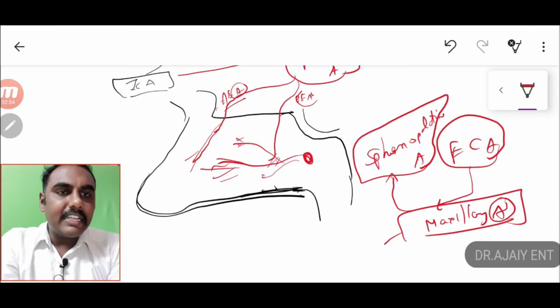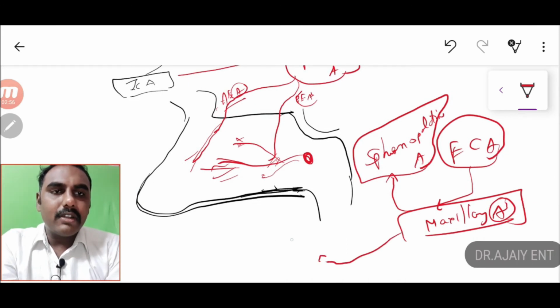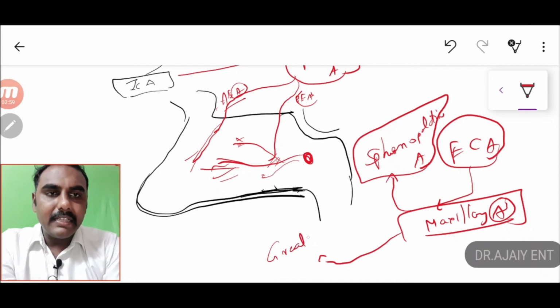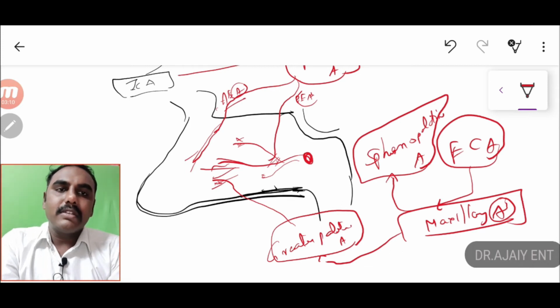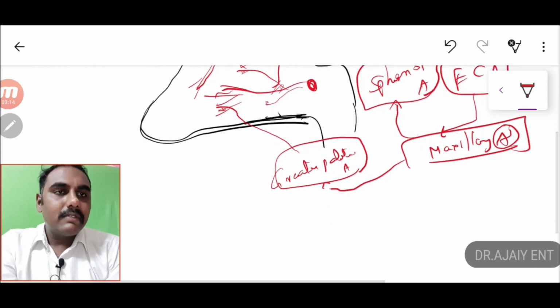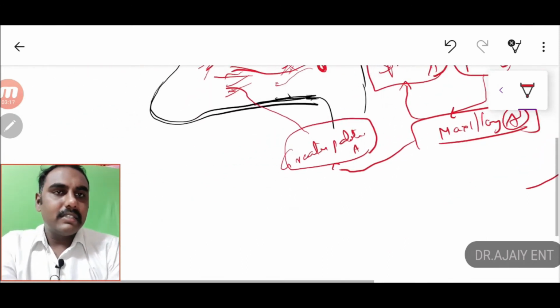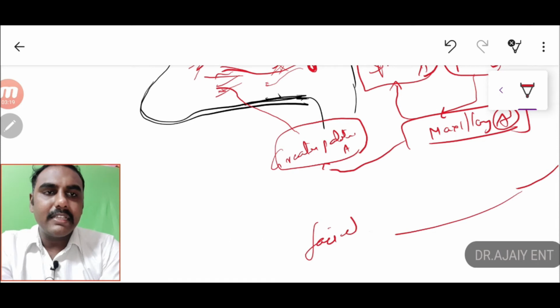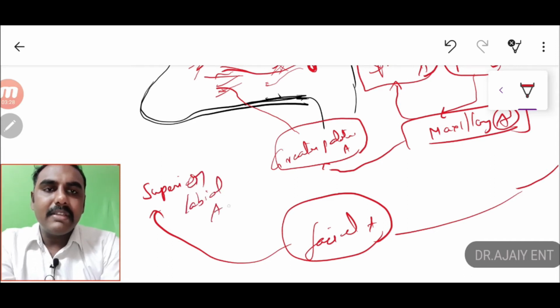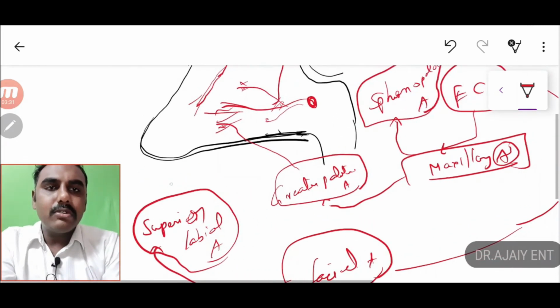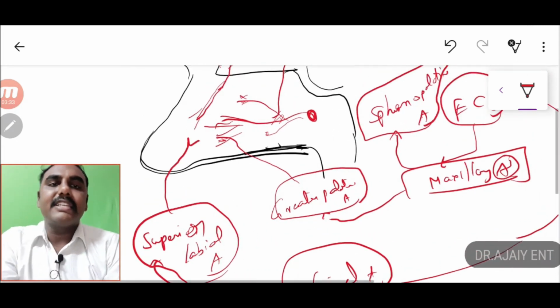The maxillary artery also gives one more branch, which is called the greater palatine artery. It goes up and supplies this part of the nose. And from the external carotid artery there comes one more branch, the facial artery. From the facial artery there goes the superior labial artery. Labial is lip. The superior labial artery goes along the lower part of the floor and supplies this area.